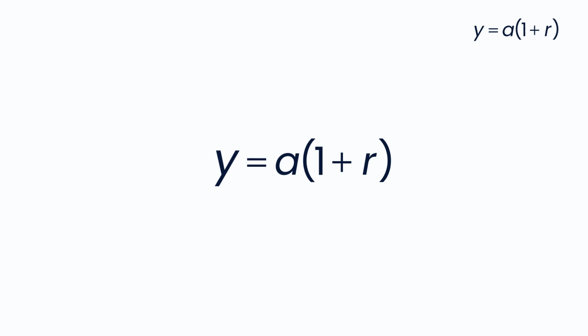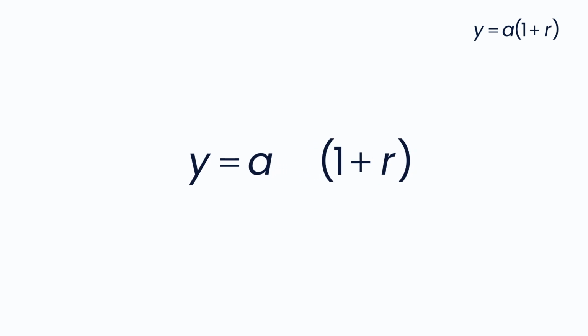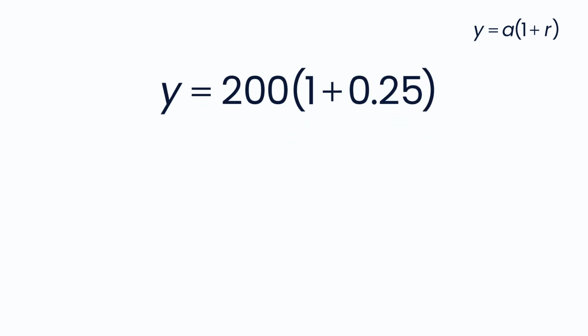The variable y is the final number of members for the next year, which you want to find. The variable a is the initial number of members, which is equal to the current number of members, 200. The growth factor is given by 1 plus r, where r is the percentage increase of 25% for the following year. 25% is the same as the decimal 0.25. The growth factor is then 1 plus 0.25, which is 1.25.